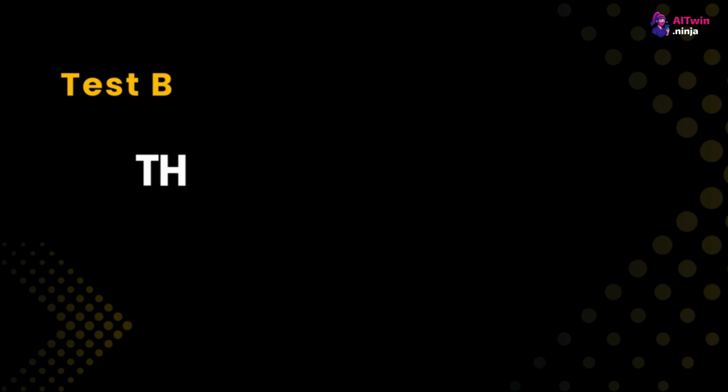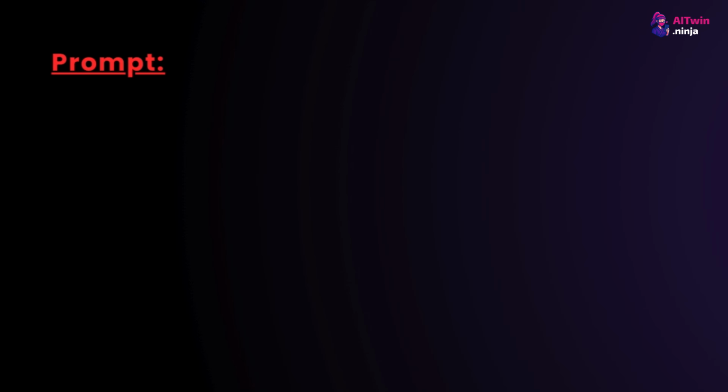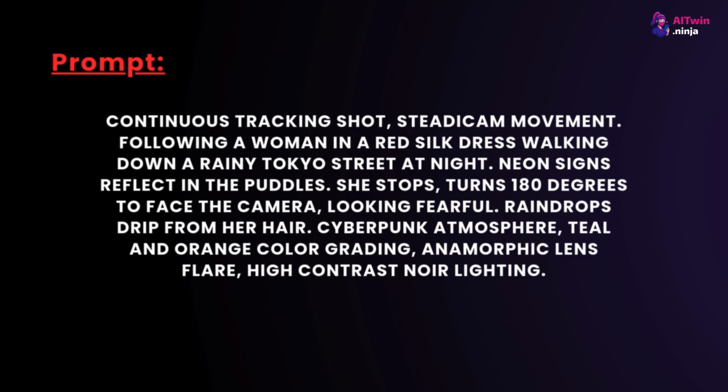Test B, the narrative test, cinematography. Now, we want a movie scene. We need a shot that tells a story without words. For the purposes of this test, we will use the following prompt. This prompt has powerful cinematic detail, dynamic movement, and strong emotional tension. And with this, we can find out how effectively the model handles atmosphere, lighting realism, character focus, and story depth in a single shot.